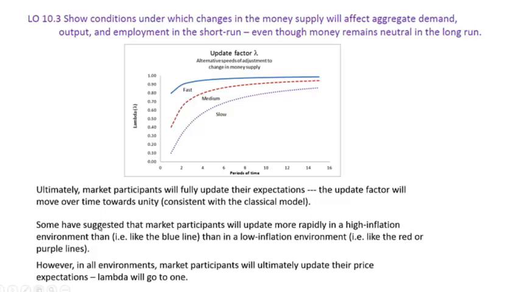So the question is, how rapidly will the update factor, which starts off at 0, converge on 1? And here we have 3 different cases. We have the blue solid line, which shows relatively fast updating. We have the dashed red line, which shows an intermediate case. And then we have the dotted purple line, which shows the slowest updating. Well, some have suggested that market participants will actually update more rapidly if the rate of inflation is high to begin with, a high inflation environment. And in that case, the update line is more likely to look like this blue solid line than it is either the red dashed or the purple dotted line. But once again, it's important to stress that in all environments, market participants will ultimately update their price expectations, and lambda will converge to 1.